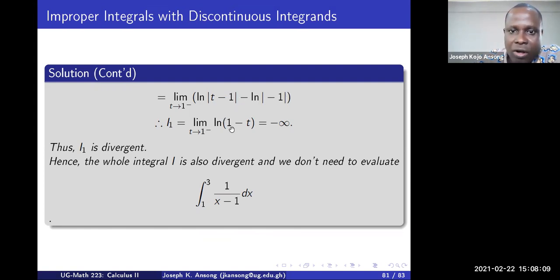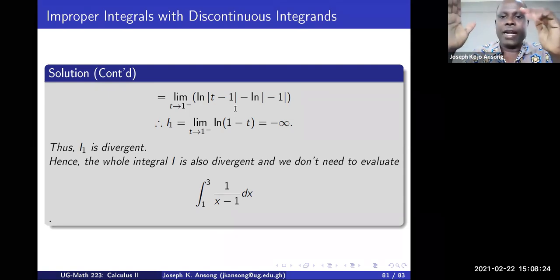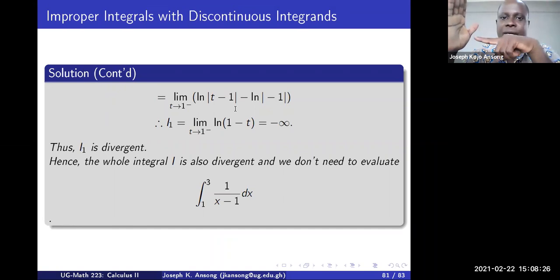So I just have ln of 1 minus t. Well, it's the absolute value of t minus 1, so I can put 1 minus t as well, and remove the absolute value, because I'm approaching 1 from the left-hand side on the interval 0 to 1. Whatever is there is less than 1, so it's positive. That's why I can remove the absolute values.